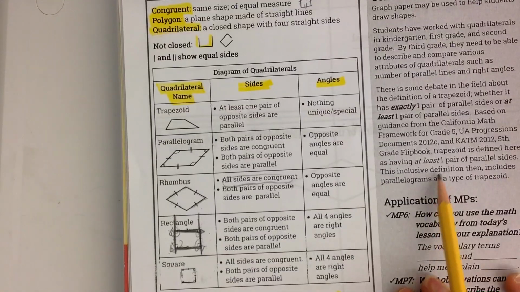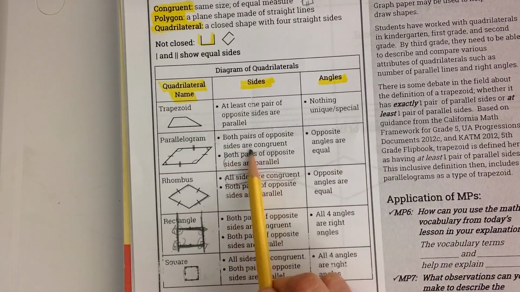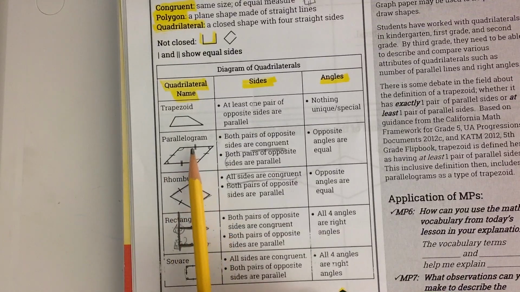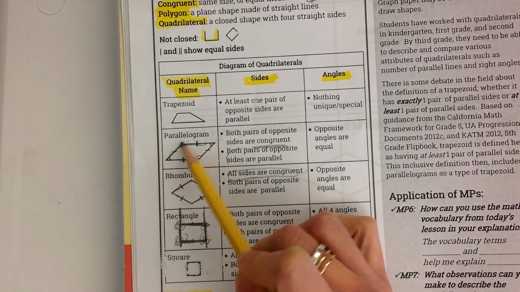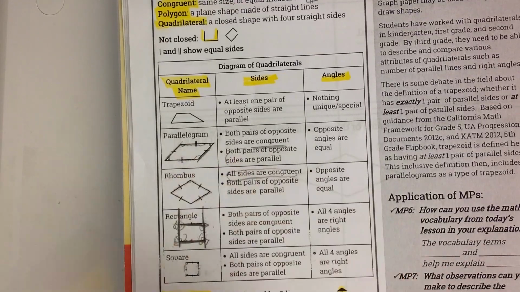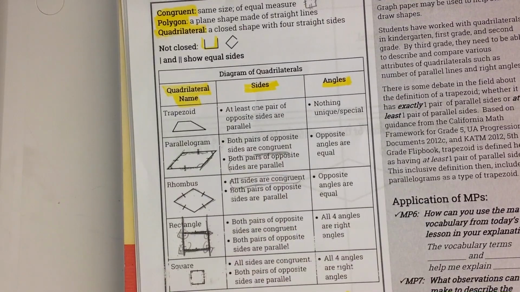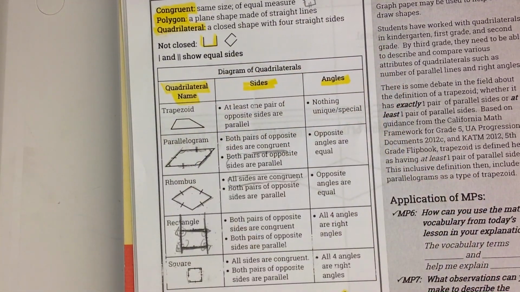Let's see, a parallelogram. It says that both pairs of opposite sides are congruent, so they're not all exactly the same, but I know that this side is congruent to this side, and this side is congruent to this side, okay? If you want to take a minute, you can pause the video and look back at these, really understand what they mean before you move on, or you can replay the video, okay?